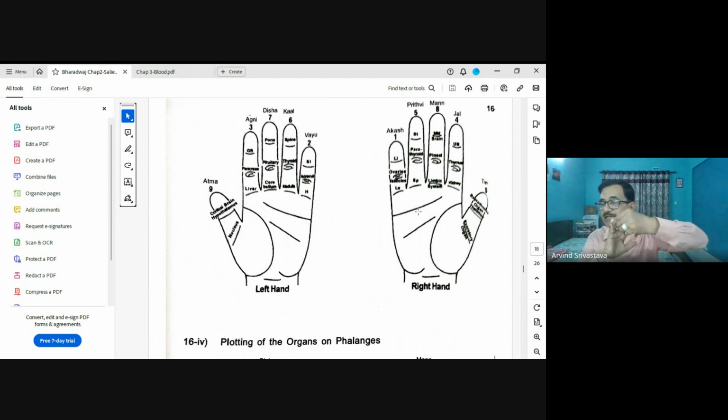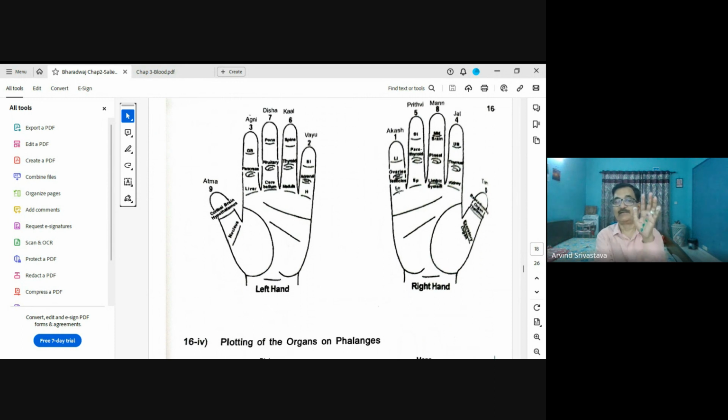So the large intestine was kept on the upper joint because it was yang in nature. Yang nature means more movement. So hence the LI, large intestine, was plotted on the upper joint, while on the cuff joint lungs were plotted. Now the second energy is air.